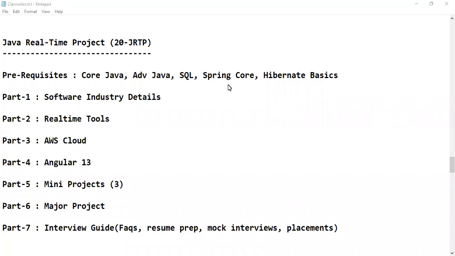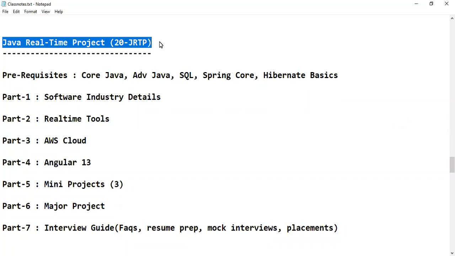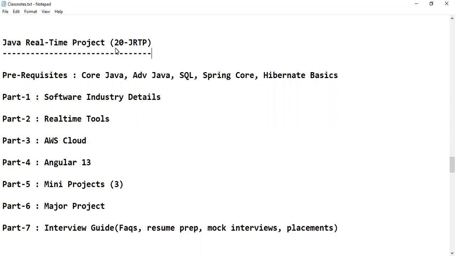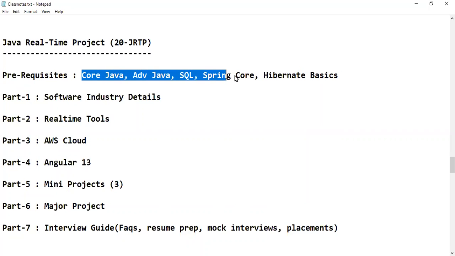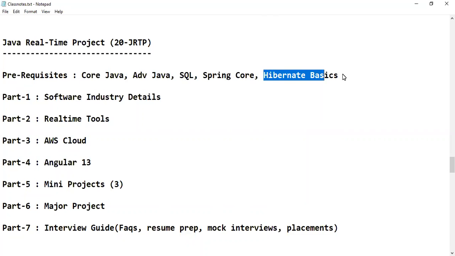Today we are here to discuss Java real-time project online training. This is our 20th batch for the Java real-time project, so we are calling it 20 JRTP. In order to attend this training, we need to have some prerequisites. What are those? You should be strong in core Java, advanced Java, SQL, Spring Core, and Hibernate basics.